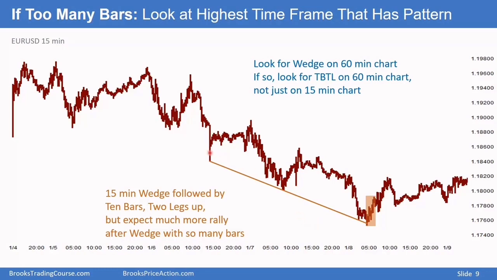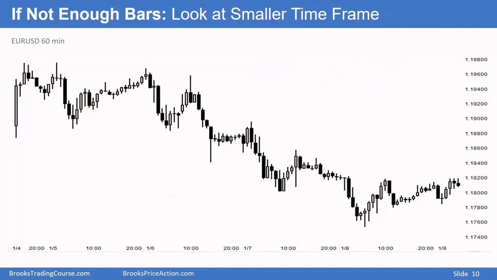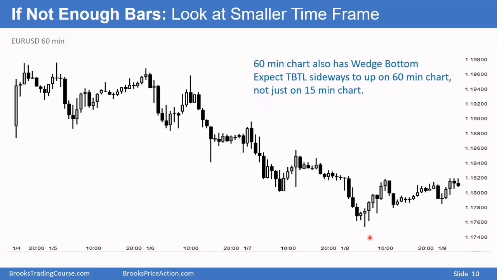In this particular case, we have 50, 100 bars here, 50, 100 bars here. I'm going to take a look at a higher time frame chart to see if there's also a good wedge. Here is the 60-minute chart of the same bars, and it also has the wedge bottom, 1, 2, 3. I'm going to look for 10 bars and 2 legs up on the 60-minute chart, not just on the 15-minute chart.